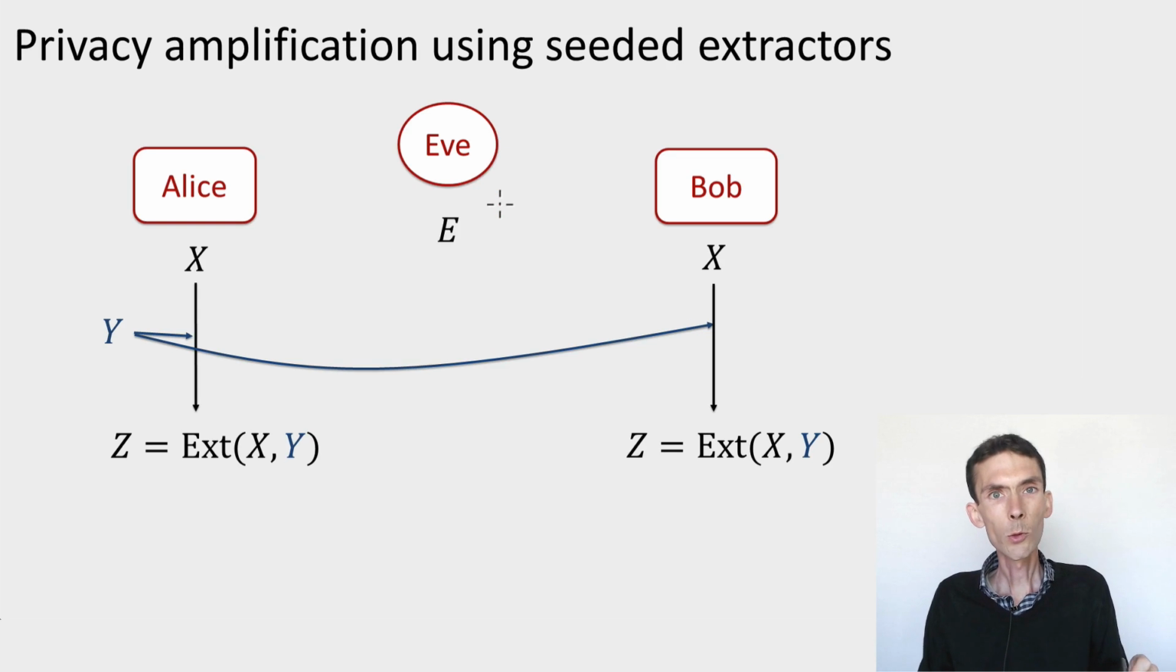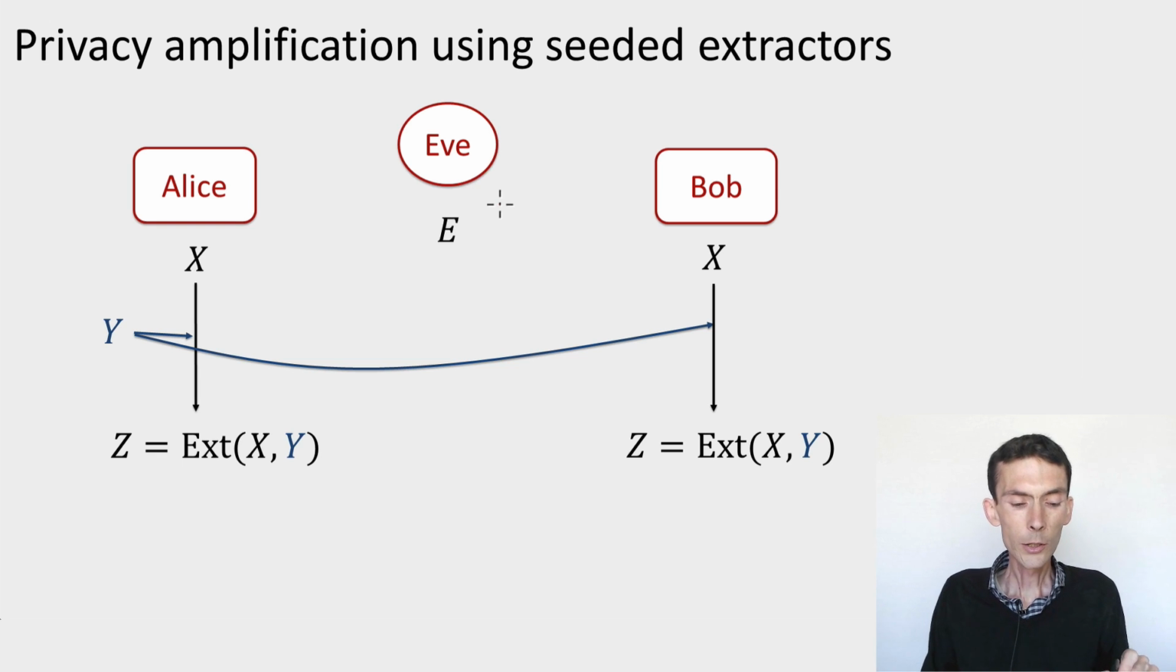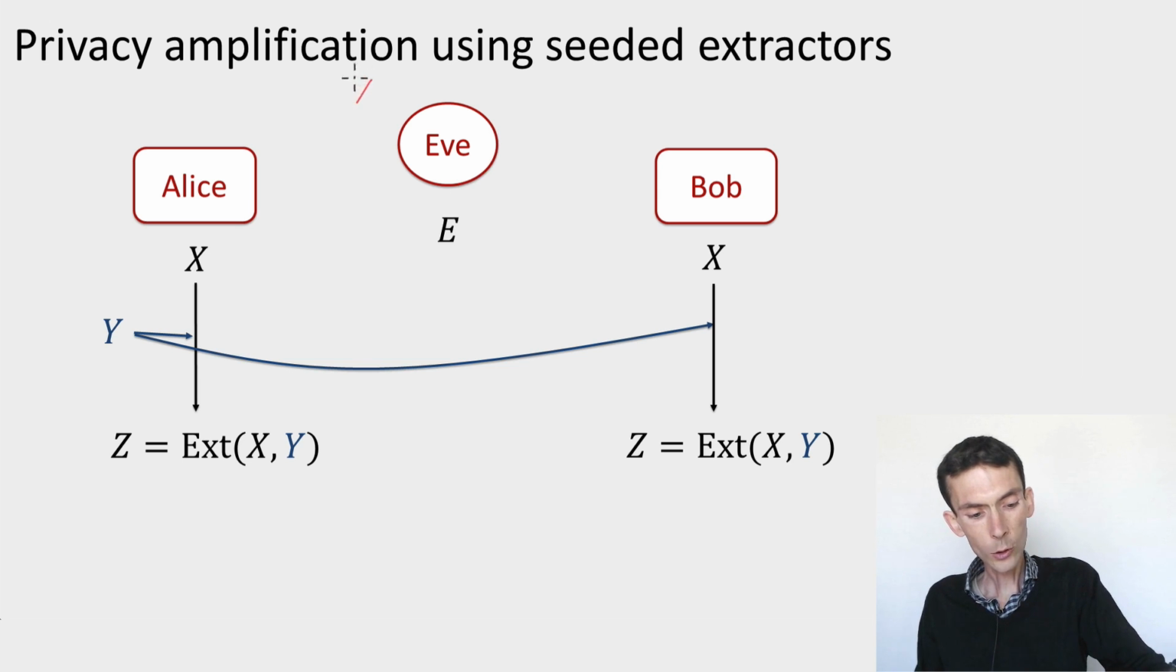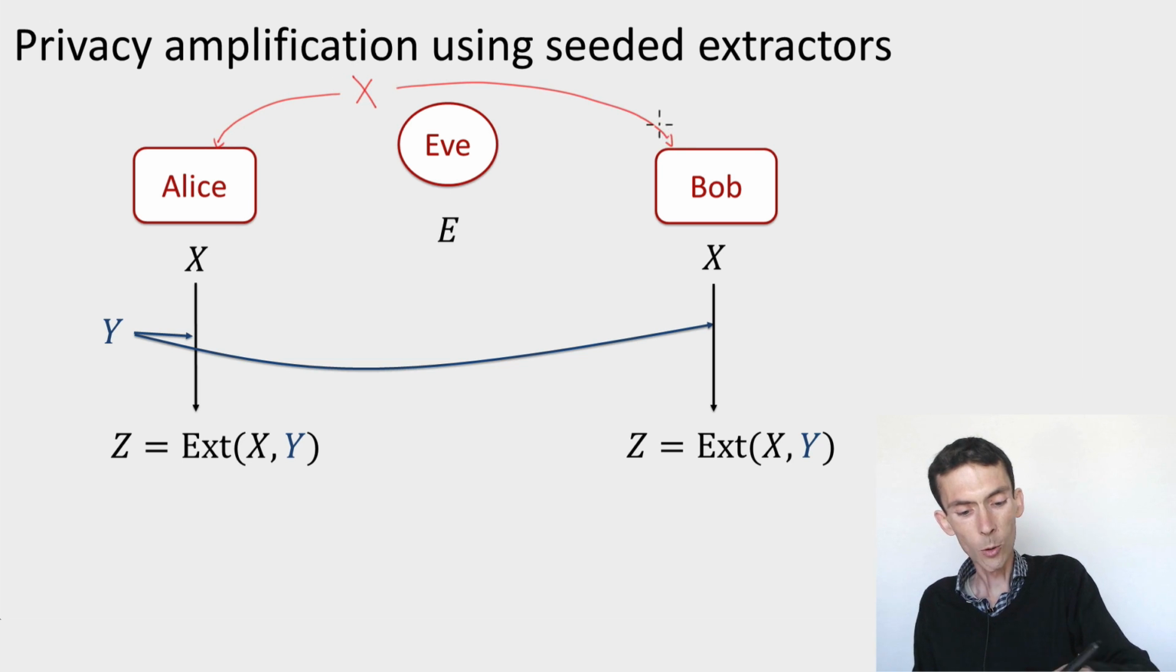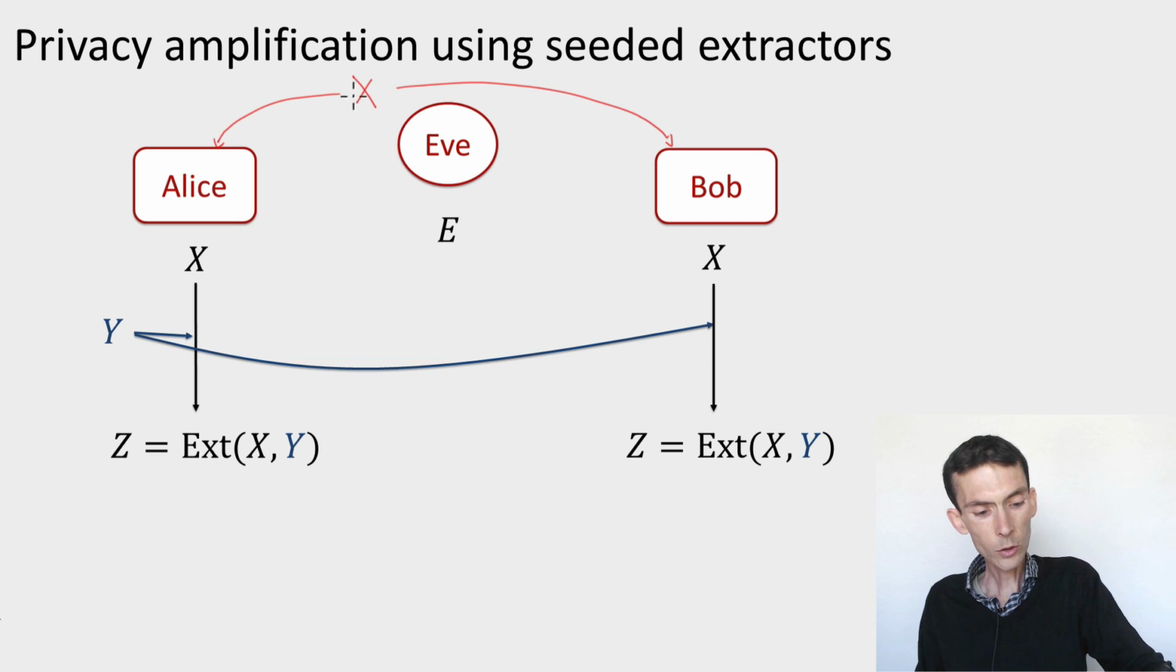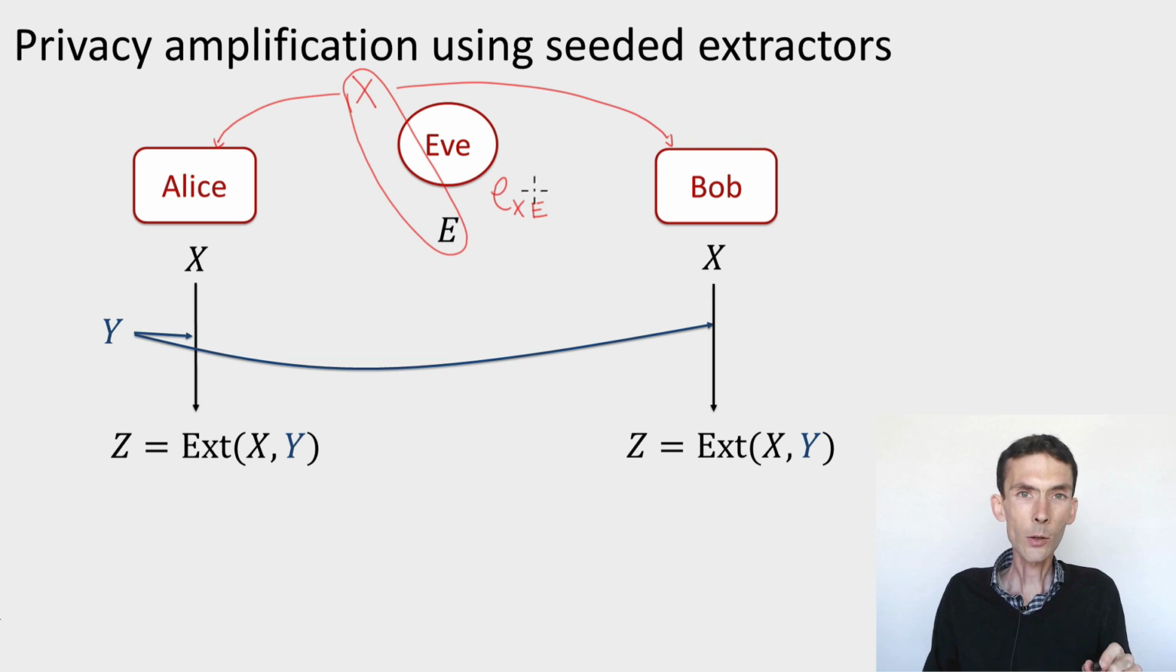So let's imagine that we have a strong seeded extractor. Let's see how this can be used in order to solve the task of privacy amplification that we introduced in the previous module. If you remember this task, the setup was that there's a string X. This string X is communicated to both Alice and Bob, but Eve has some side information that can be correlated with X. And this is represented by a CQ state ρ_XE.